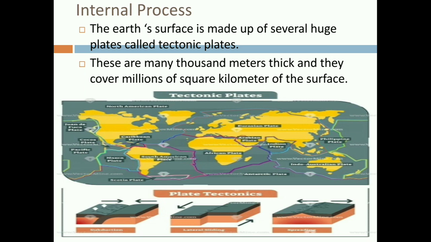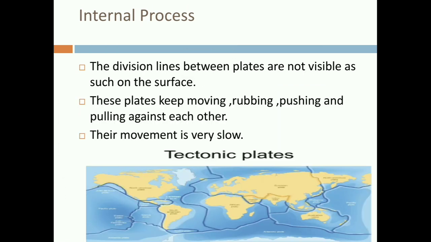Internal process. The Earth's surface is made up of several huge plates called tectonic plates. These are many thousand meters thick and they cover millions of square kilometers of the surface. The division lines between the plates are not visible. As such, on the surface, these plates keep moving, rubbing, pushing, and pulling against each other. Their movement is very slow and cannot be felt by us. Only sometimes you may feel the movement when you feel an earthquake for a few seconds.